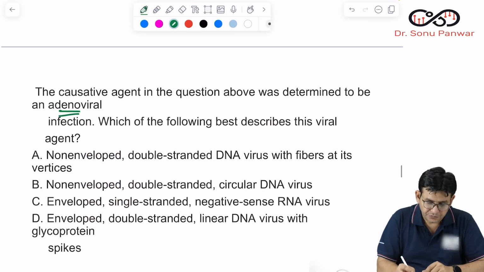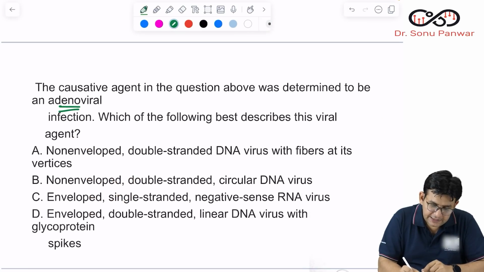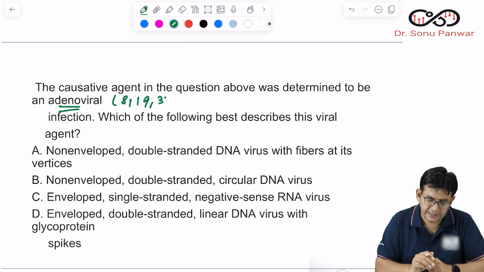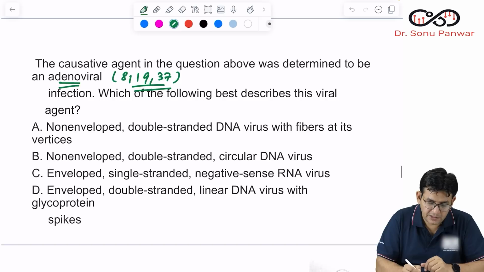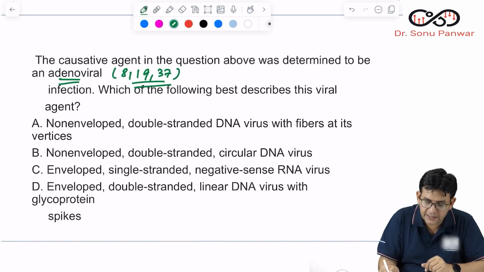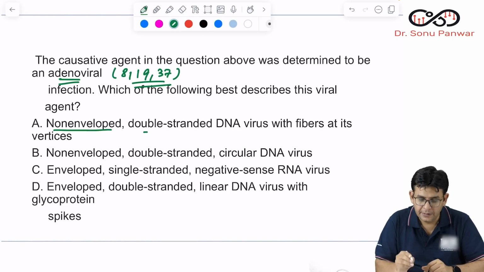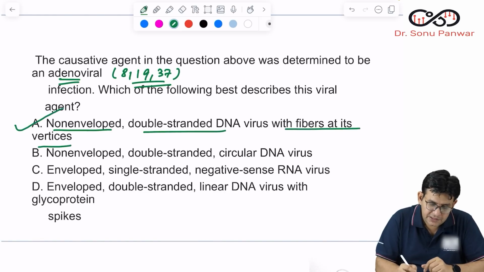Which types of adenovirus in that also? That is types 8, 19 and 37. These are the ones which lead to epidemic keratoconjunctivitis. And obviously, if we want to identify the adenovirus as per this, non-enveloped, double-stranded with fibers at its vertices, the answer is A. But you should know what is there in the other options.